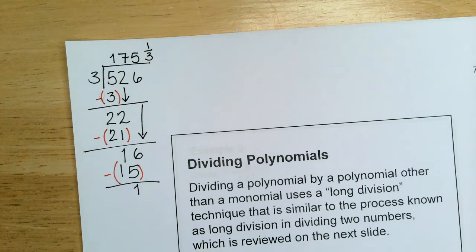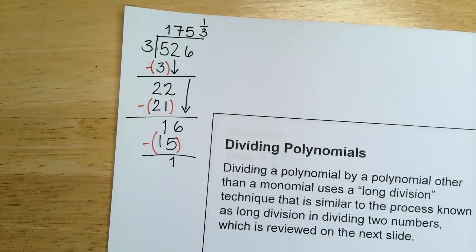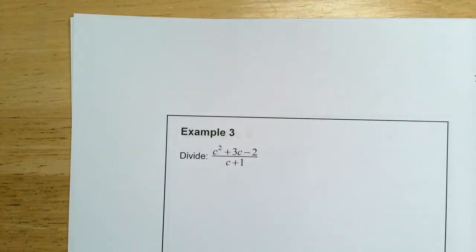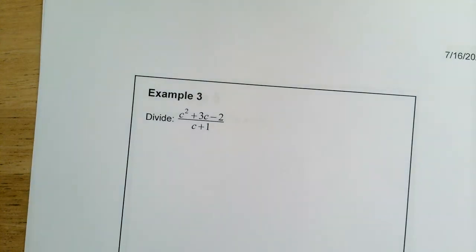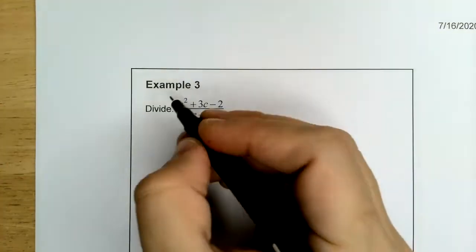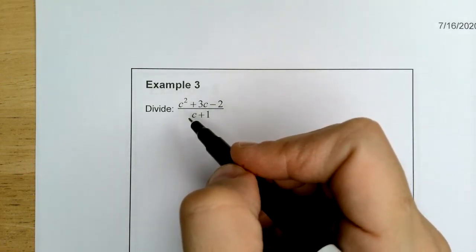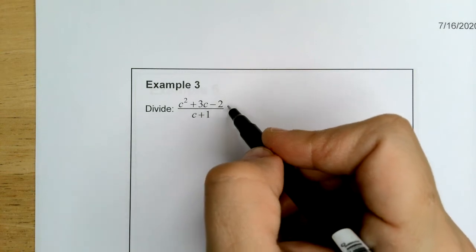All right. These are the same skills we will use for the next problem. I'm going to skip slide 6 and just go straight to slide 7 because that was our example. For example 3, when dividing, look at the first term. Make sure to leave a space for anything that is not in the correct order. So here we have c squared, c to the first, and c to the 0.